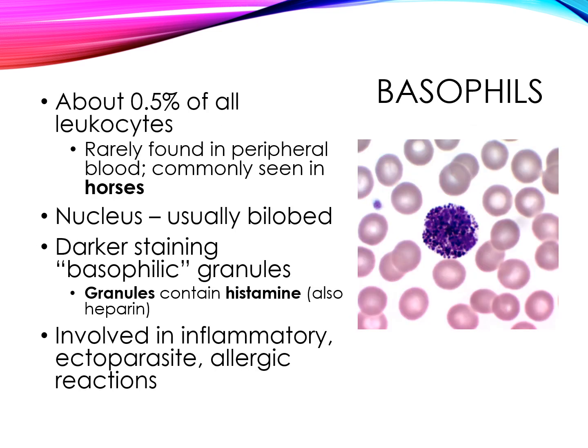Okay, let's talk about basophils. Again, these are the most rare form of white blood cell, making up about 0.5% of all the white blood cells in most species, and they may be more commonly seen in horses than other species, but still rare and only a few of them. The nucleus, again, is usually bilobed, and they do have darker staining basophilic granules that are visible. These granules contain histamine and also heparin, as basophils are involved in inflammatory responses, especially to allergic reactions and ectoparasites.